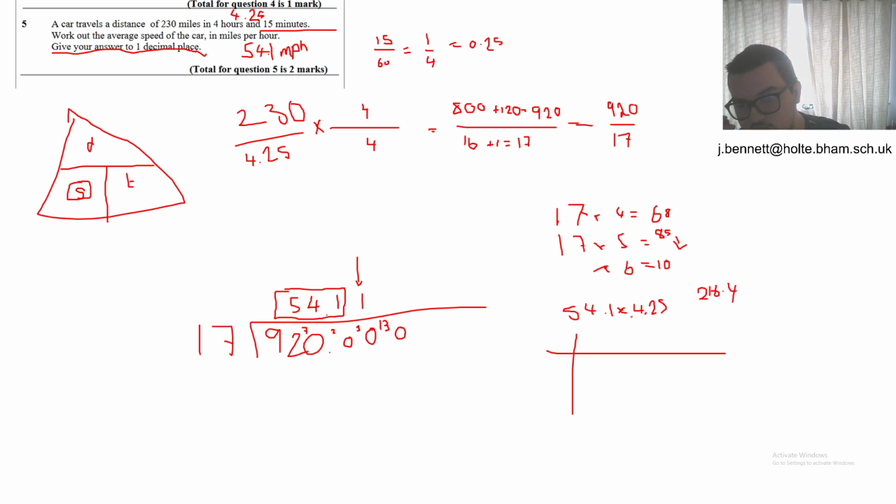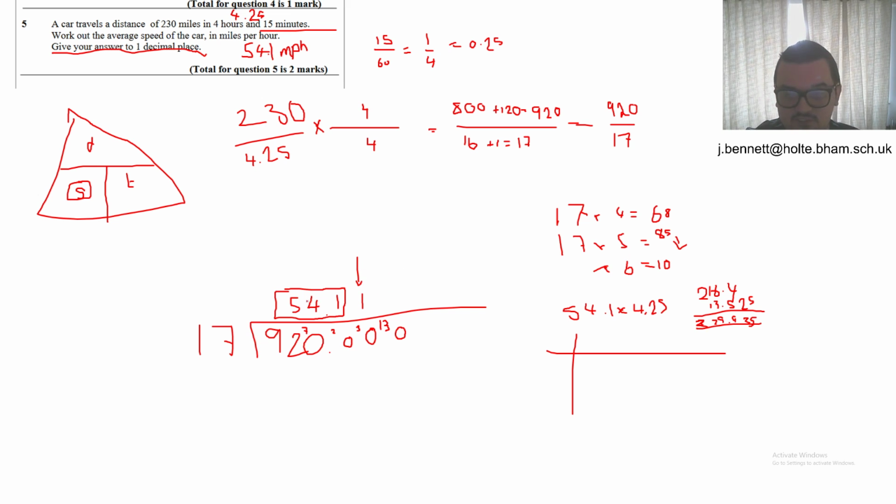54.1 times 0.25, that's going to be 54, 27, 13.5, 13.525. So it just comes below what it actually gets. So 229.927. It comes pretty close to 230 miles an hour, which is good, because remember we rounded down, so our answer is going to be lower, so this works out quite well.